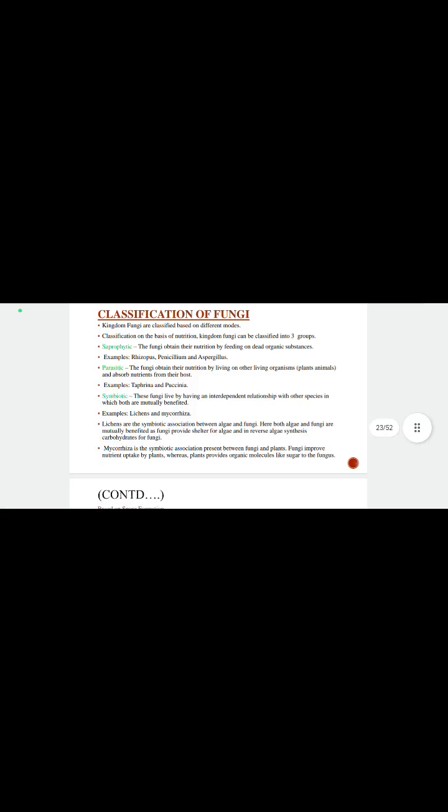Lichens are a symbiotic association between algae and fungi. Here both algae and fungi are mutually benefited, as fungi provide shelter for algae and in return algae synthesize carbohydrate for fungi. This is the best example of symbiosis. Then mycorrhiza is a symbiotic association present between fungi and plants. Fungi improve nutrient uptake by plants, whereas plants provide organic molecules like sugar to the fungus.